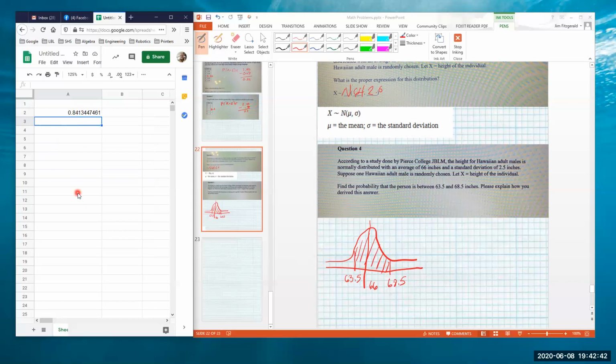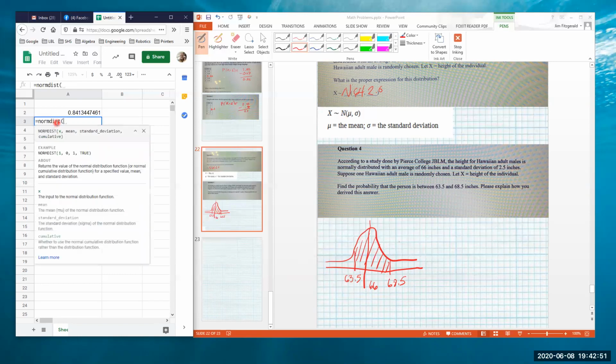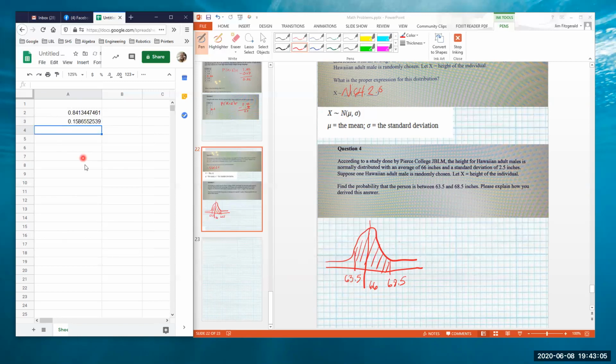We're going to do the same thing here, except this time we're going to use 63.5. So we're going to go equals NORM.DIST, and then our value is 63.5. The mean is 66. The standard deviation is 2.5. And we want to turn cumulative on. And so there's the probability that someone would be less than 63.5. For someone to be in between these, it's just going to be the difference of these. So I'm just going to subtract one from the other. I'm going to take this value and subtract this value. And so there's my probability.